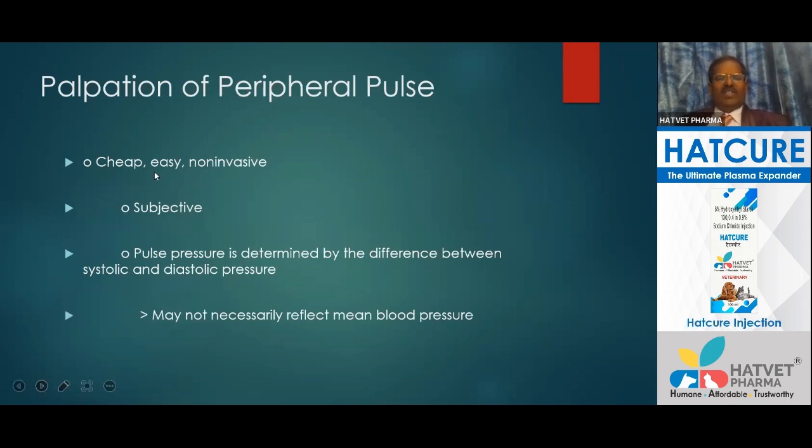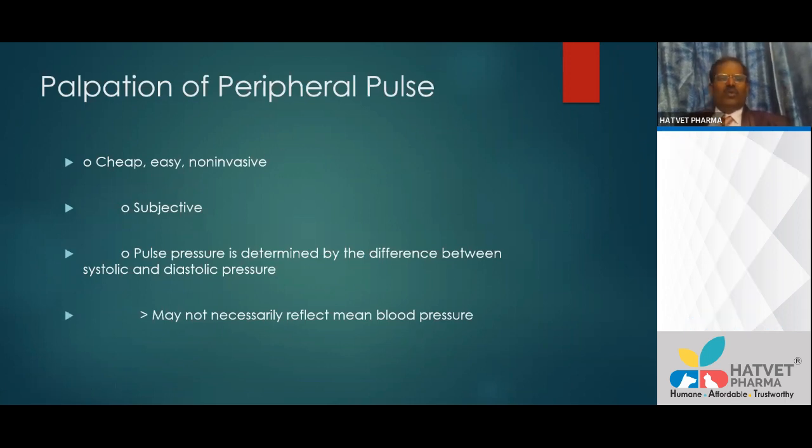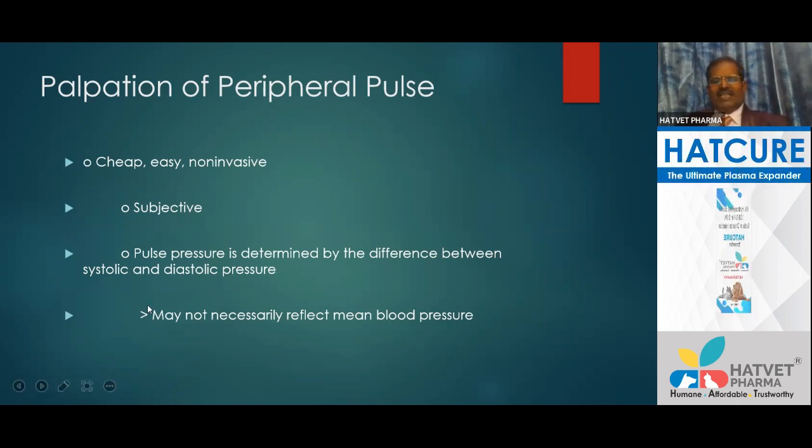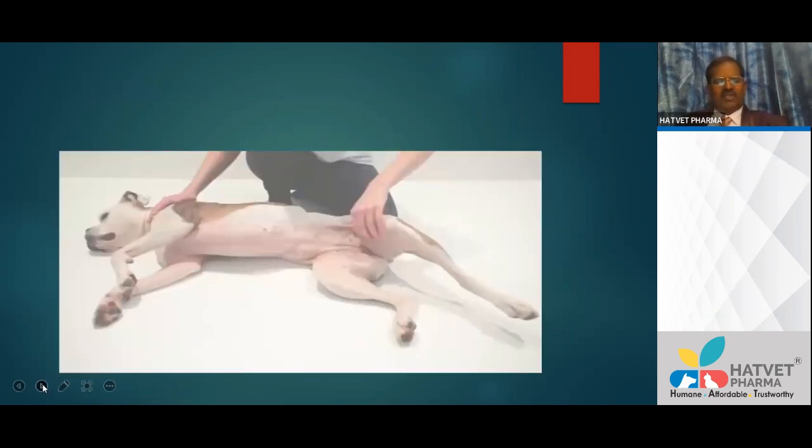Palpation of peripheral pulse is cheap, easy, and non-invasive. It's a subjective assessment. Pulse pressure is determined by the difference between the systolic and diastolic pressure. It may not necessarily reflect the mean blood pressure of the particular animal.